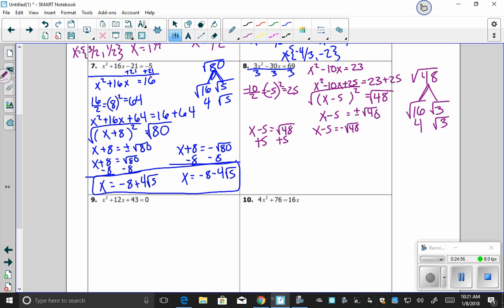So add 5 to both sides, and I get x equals 5 plus 4 square root of 3. Add 5 to both sides, and you get x equals 5 minus 4 square root of 3. So all I did was I took this and put it in for the square root of 48. And so this was my final answer.